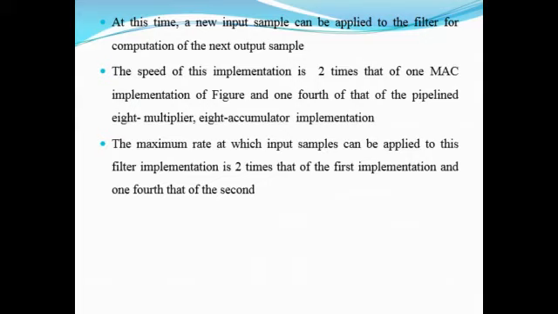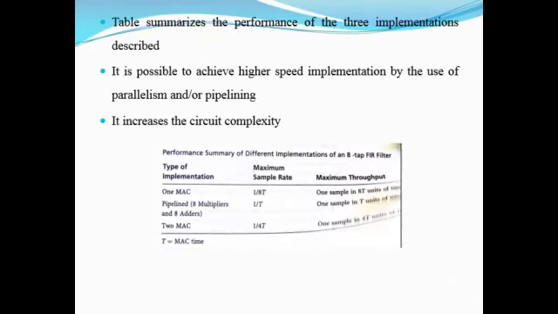So it means that in comparison with the 1 MAC unit, which was considered as the basic implementation procedure, this is better, but it is not as fast as where 8 MAC units are being used. But this is better compared to the 1 MAC implementation process. So this is a table which summarizes the operation of these three.